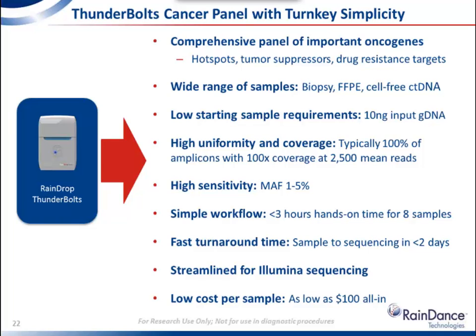It's able to generate CNV data. Another thing we noticed when we run sample to sample with the ThunderBolts Cancer Panel is that the relative reads between amplicons are very constant. That can theoretically be used to do CNV analysis. This is something that we have to validate going forward, and it'll be available sometime in the future.